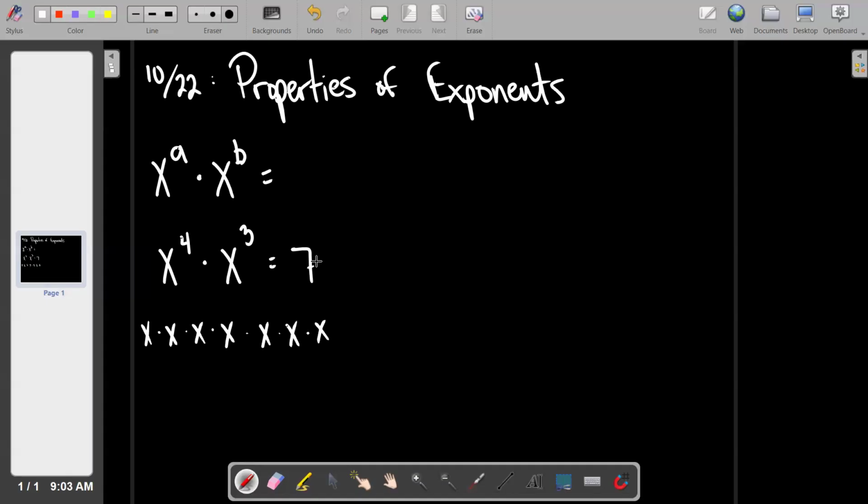What is x to the power of a times x to the power of b? It's x to the something. What did we do with 4 and 3 to get 7? I'm so sorry that I just wrote 7. I, of course, meant to write x to the 7. That's what it is. Good job. It's x to the power of a plus b.